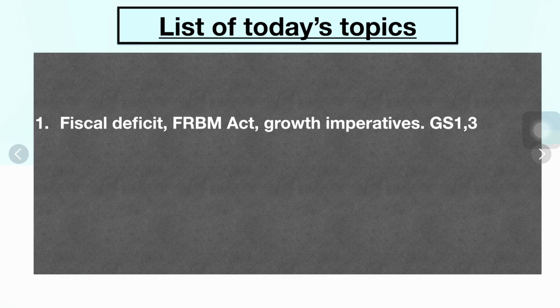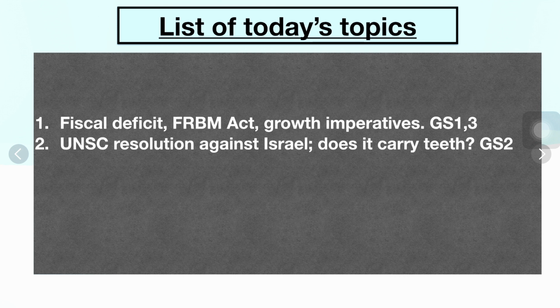The first topic would include fiscal deficit, FRBM Act, and growth imperatives related to fiscal deficits. It is part of the GS1 and GS3. In the society section also you can utilize it, that how the social infrastructure etc. helps.